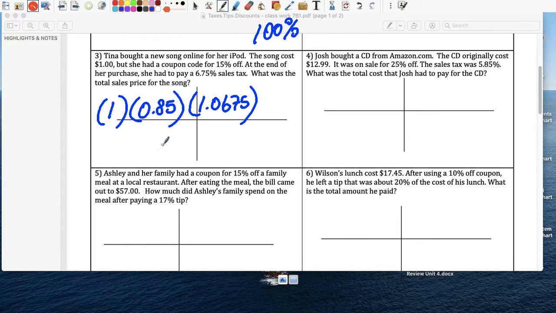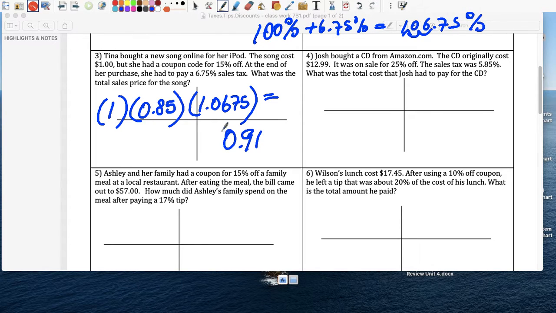So again, 100%, right? So I had the new price after a discount, and then to that, I'm responsible for the whole of it, and I'm adding 6.75%. So that becomes 106.75%. So change that to a decimal, move this 2 over, and that's how I got 1.0675. So 1 multiplied by 0.85 times 1.0675. So the final cost, rounded, you'll be paying 91 cents.